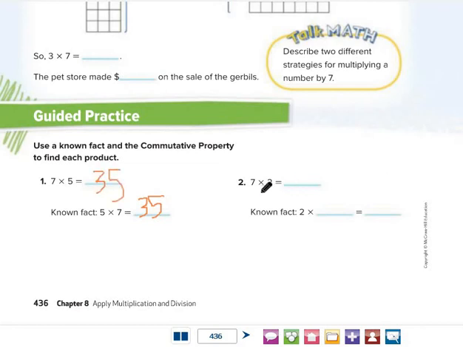The same for question number 2. 7 times 2 equals what? The known fact is 2 times 7. You know all the multiples of 2. So 2 times 7 equals 14. And of course, 7 times 2 equals 14 again.